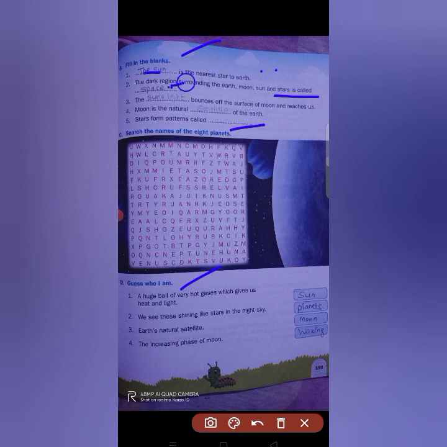Third one, the dash bounces off the surface of moon and reaches earth. What is that? The sun's light. Because moon does not have the light of its own, it just absorbs it from the sun and it bounces to earth, right? That is nothing but the sun's light.